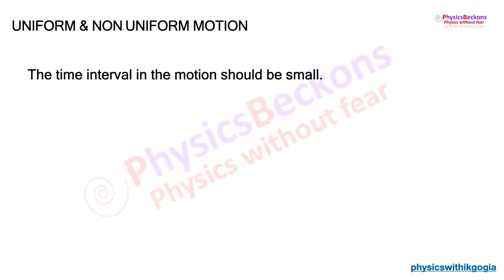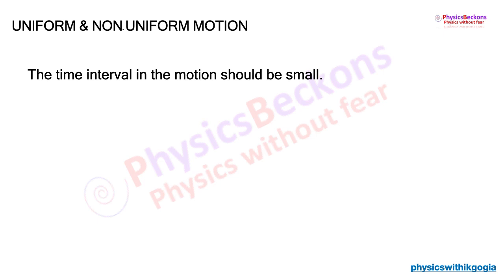To clarify this, let us consider motion of a car. Supposing we sit in a car and after 1 hour we see the reading, we have covered 60 kilometers, and the next hour again we cover a distance of 60 kilometers. So, in first hour the car covered 60 kilometers, in next hour it again covered 60 kilometers, but it does not imply that the motion of the car was uniform.